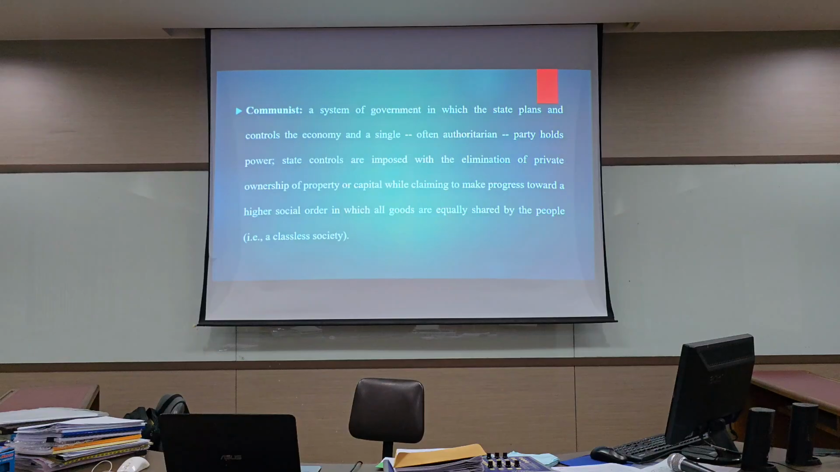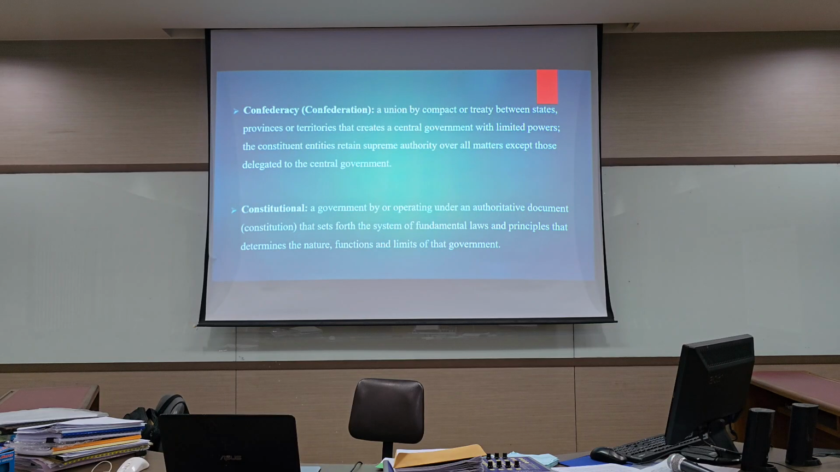Yeah, but what I'm saying is, if you read the document, okay, so we get to Confederacy. Confederacy, a union by compact or treaty between states, provinces, or territories that creates a central government with limited powers. The constituent entities retain supreme authority over all matters except those delegated to the central government.